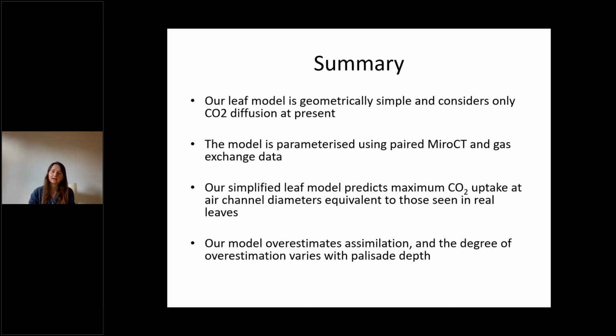And finally, we have this problem that our model overestimates assimilation, but interestingly, we see that the degree of that overestimation does vary with the depth of the palisade layer, and that perhaps tells us that there are other aspects of the biology that we need to take into account in order to produce a more accurate and effective model that can work across a variety of different mutants with wider variation in various aspects of their leaf structure.